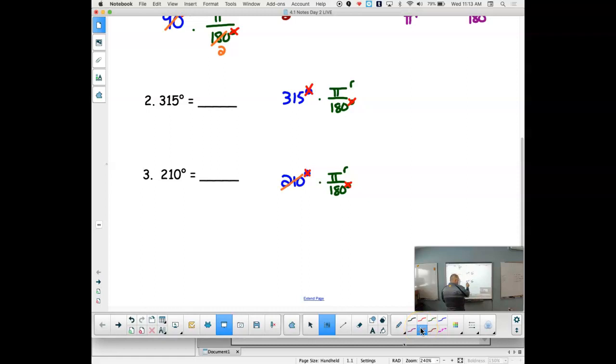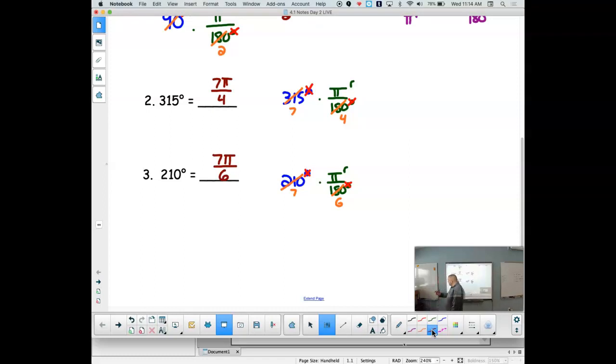30 goes into 210 7 times. 30 goes into 180 6 times. 45 goes into 315 7 times. 45 goes into 180 4 times. So on the first one, 315 degrees is 7 pi over 4. 210 is 7 pi over 6.